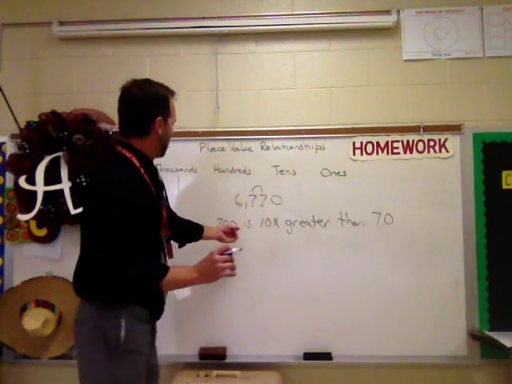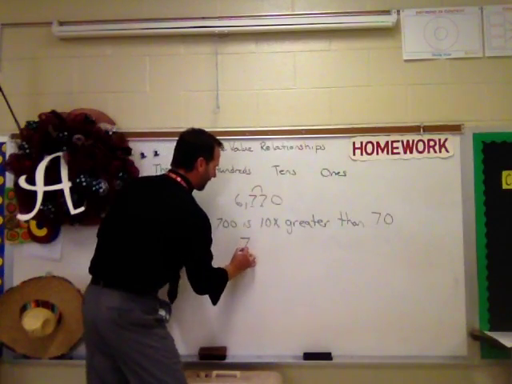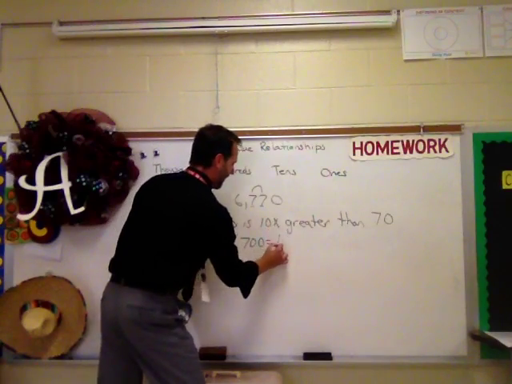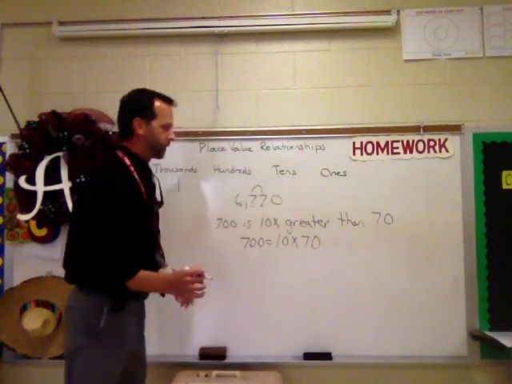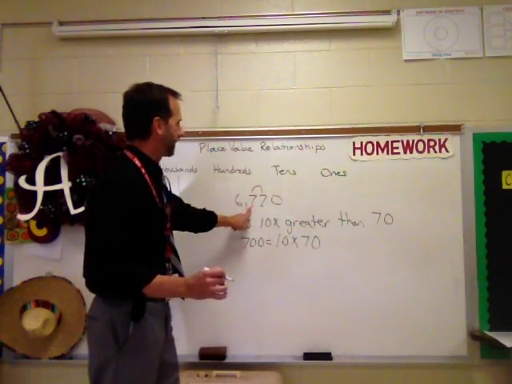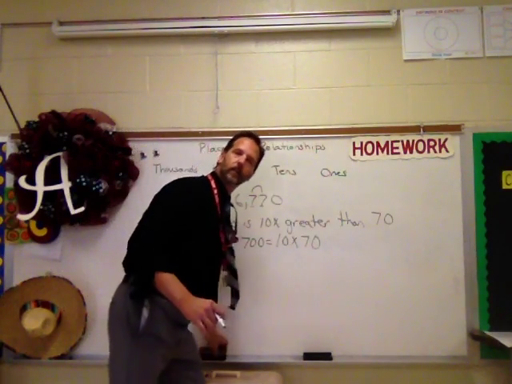Once we understand that idea, we can then start removing some of these words and start putting in mathematical symbols. The mathematical symbol for "is" is the equal sign. So we can write 700 is equal to 10 times 70. This 700 is 10 times greater than that 70. Okay, let's look at another one.